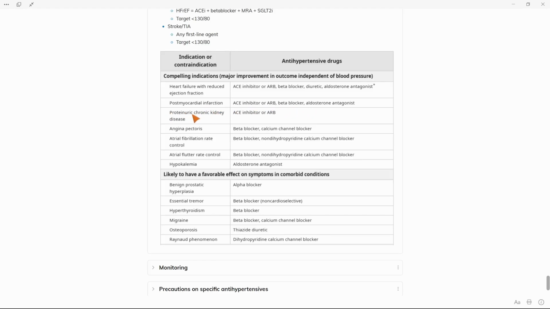If they have proteinuria CKD, ACE inhibitor or an ARB. If they have angina, then beta blocker or a calcium channel blocker. If the patient also has AF, then they will be on rate control medications with a beta blocker or a non-dihydropyridine calcium channel blocker like verapamil or diltiazem, similar for atrial flutter. And if they have hypokalemia, then an aldosterone antagonist or a mineralocorticoid receptor antagonist like spironolactone will have more benefit.